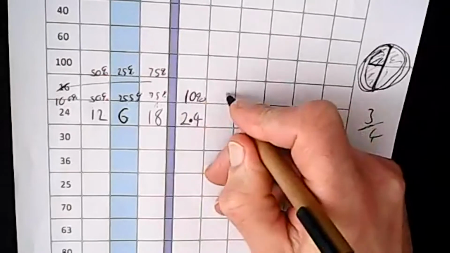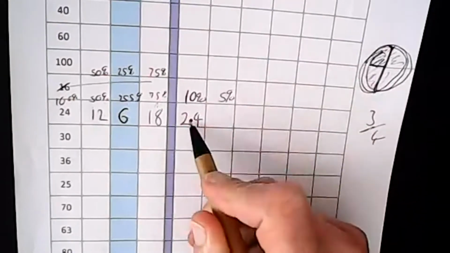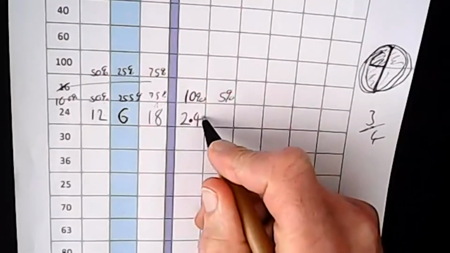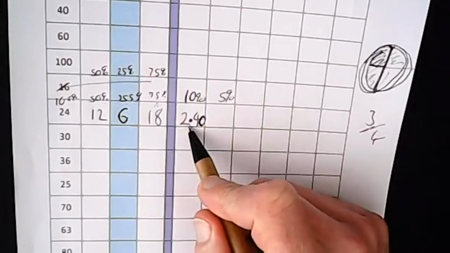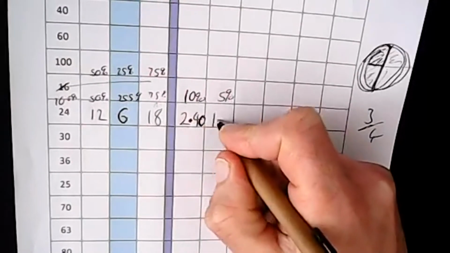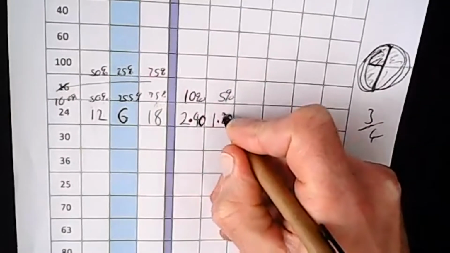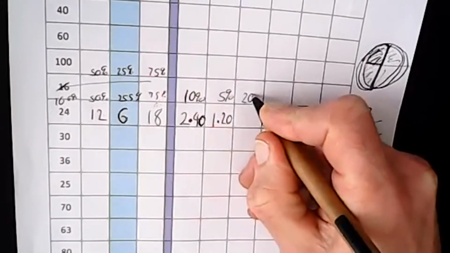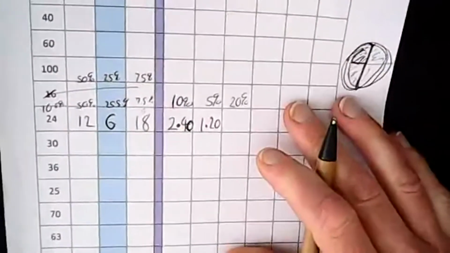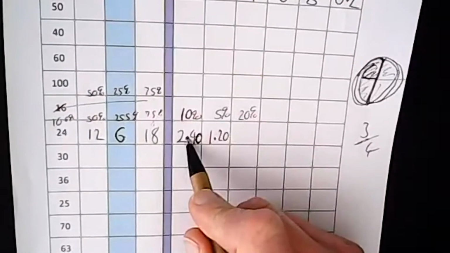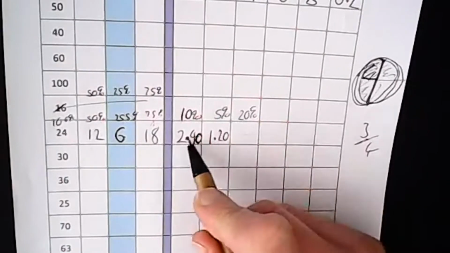Okay, so 5% now. And we've got 10. Now, I always think a good way of doing this, any decimals, think of it as pounds and pence. £2.40, we want half of that, because 10% is £2.40, we want half of it, that's 1.20. Then we want 20%. Okay, I'm just following these guidelines there. Now we've got 10%, so to get 20%, we double that.